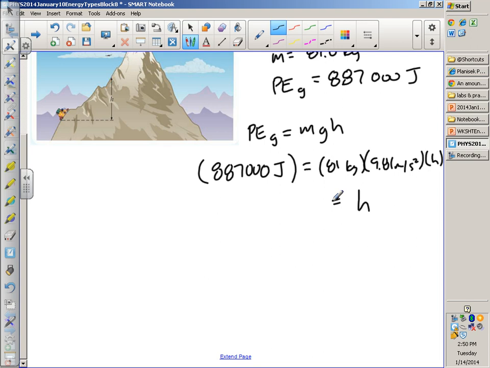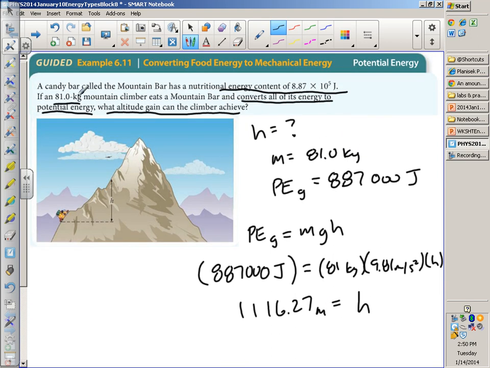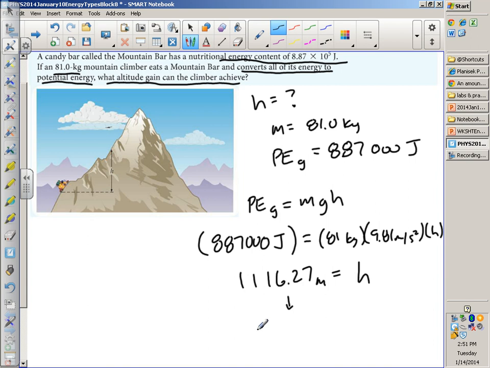Anybody running that through their calculator yet to get an answer? Try it. I got 1,116.27. You good with that? 1,116.27, 1120. And that'll be measured in meters. Going back here, 3 significant digits in the mass, 3 significant digits there. So we would round that to 1120 meters, which is pretty high.